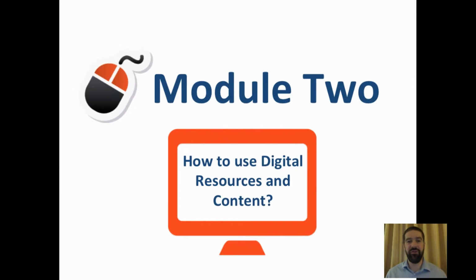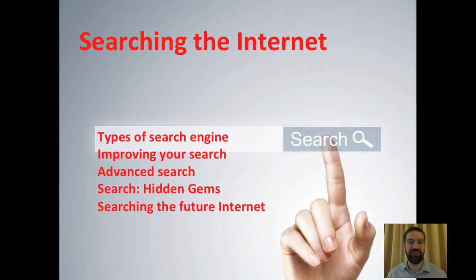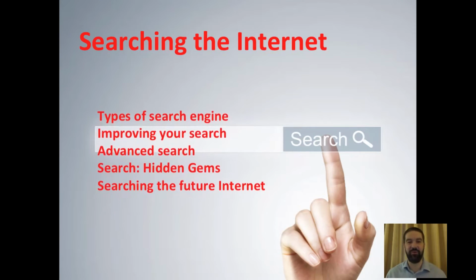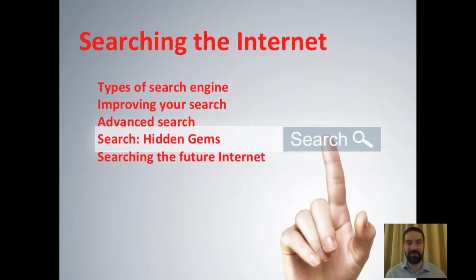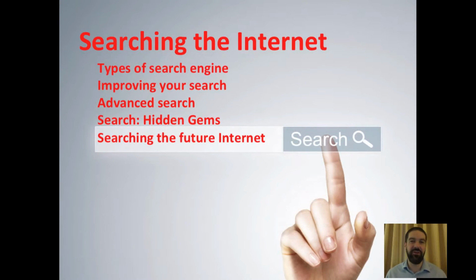In Module 2, we started to think a little bit more about the classroom, in particular how to use digital resources and content. Module 2 was really split into 2 sections. The first section was on searching the internet, where we looked at different types of search engine, improving your search, advanced search, some hidden gems, and of course that very, very important thing about searching the future internet. Lots and lots of discussion around this, and I know that some of you were quite amazed by how many different types of search engine there were.